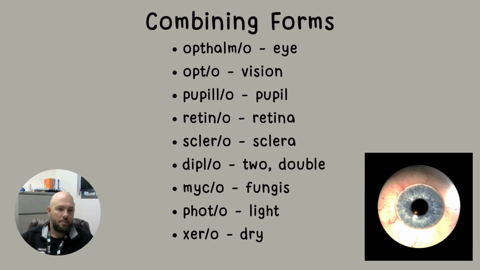Combining forms for this chapter. First off, ophthalmo means eye. Opto is referring to vision. Pupillo is pupil. Retino, retina. Sclero, sclera. Diplo, two or double. Myco, fungus. Photo, light. Xero, dryness. There are definitely some more in the chapter, so this is not all of them.